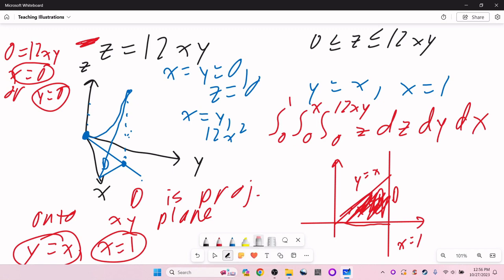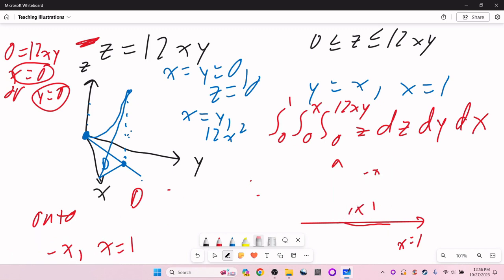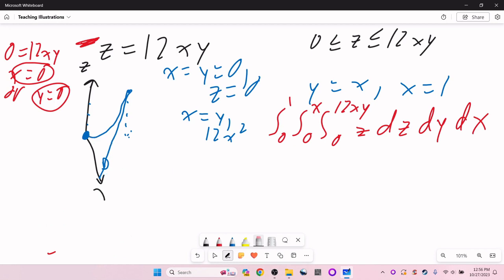Okay, so I'm going to erase this, and now it's just a matter of turning the crank and getting to the answer. Hard part is done. Like I say, the setup is at least 7 out of 10 on a quiz.